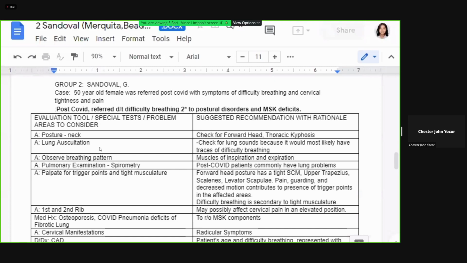So you can also look at spirometry, to really have an outcome or a specific measure to benchmark on. Then after that, we could also look at if there's increased chest excursion. So we would also look at if there's any elevation on the first and the second rib. So possible, sir, can you go down?